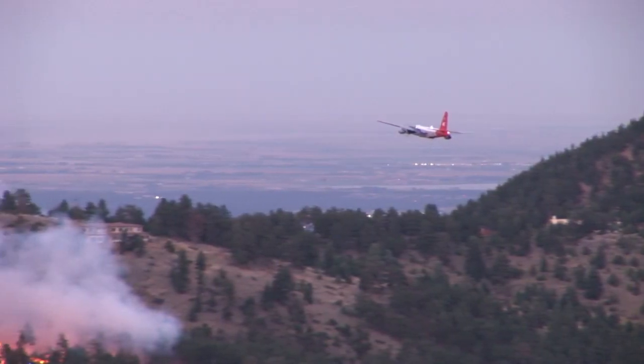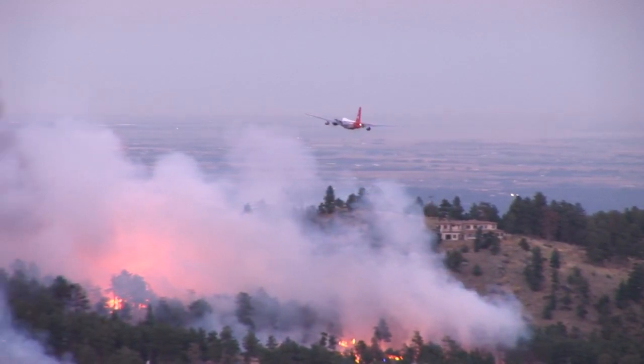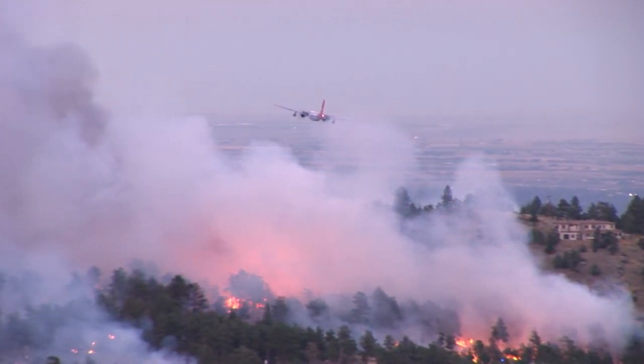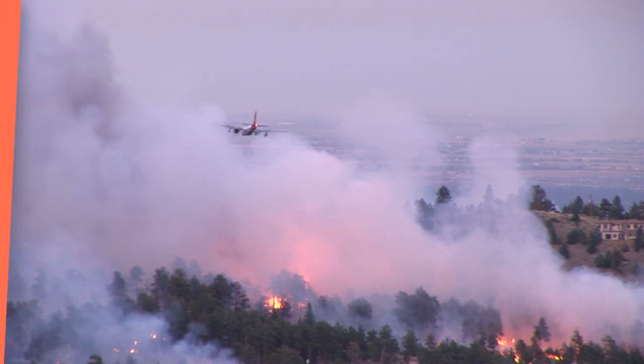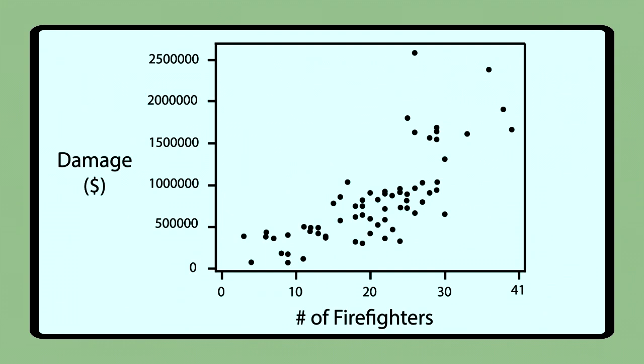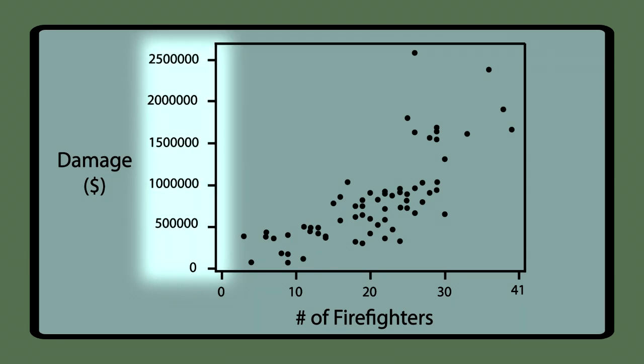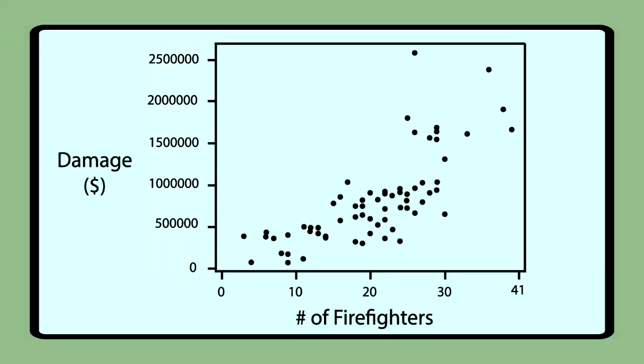For example, house fires and wildfires cause substantial damage when they occur. What variables might affect the extent of this damage? This scatter plot illustrates how the number of firefighters sent to fires on the x-axis is related to the amount of damage caused by fires on the y-axis in a certain city. The scatter plot clearly displays a fairly strong, slightly curved positive relationship between the two variables.